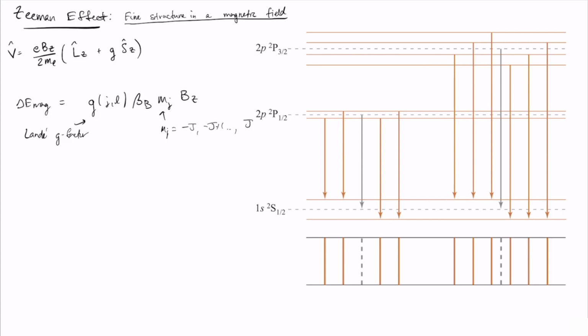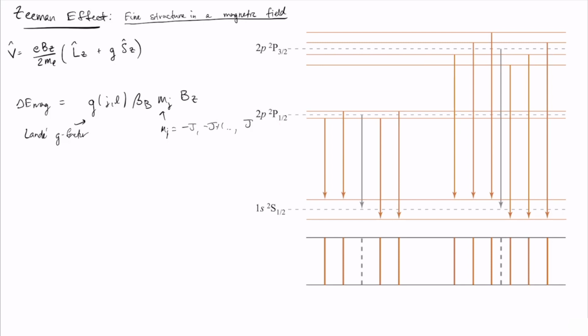Okay, so now let's look at all of the possible lines that we can see from the n equals 2 level to the n equals 1 level. So the same selection rules apply, which means that we can only see transitions that correspond to doublet P to doublet S. And so we're just going to look at the levels that correspond to these.